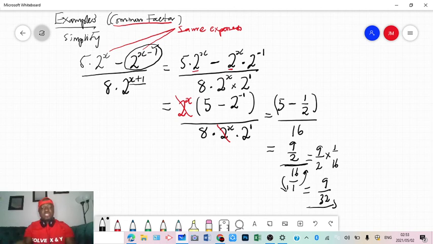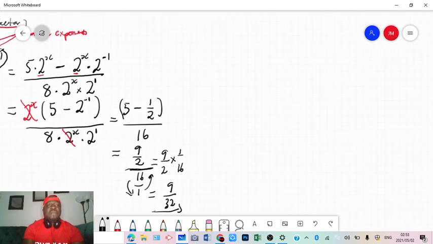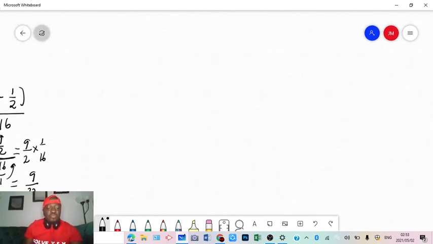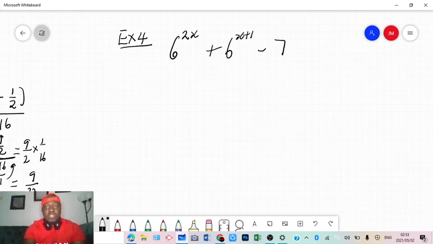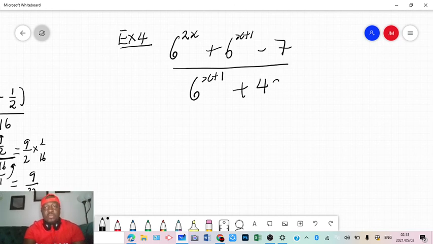That will be our last question for this section, and I'll drop a follow-up homework with 3 questions that you can practice on your own at your own time and see how you've understood the content. So example 4, the question is 6 to the power 2x plus 6 to the power x plus 1 minus 7 over 6 to the power x plus 1 plus 42.